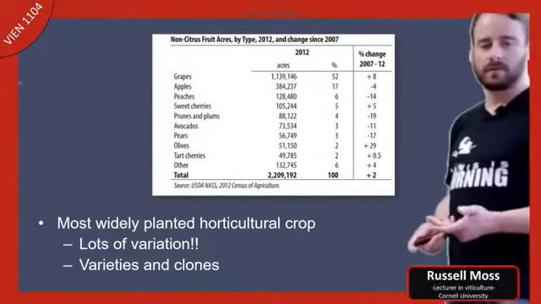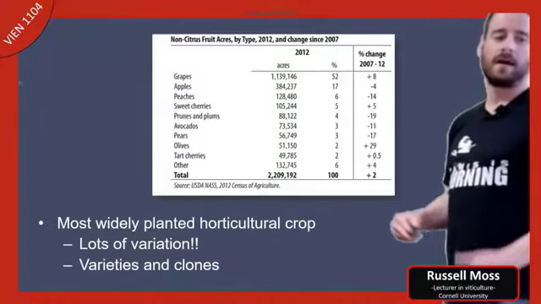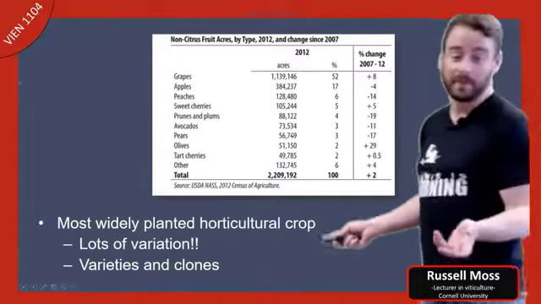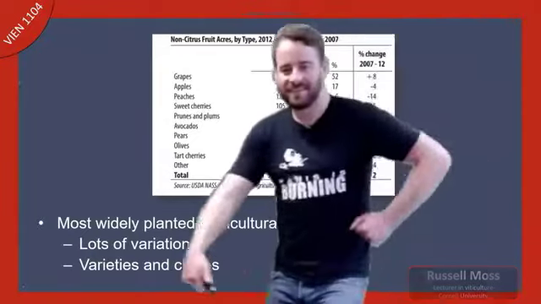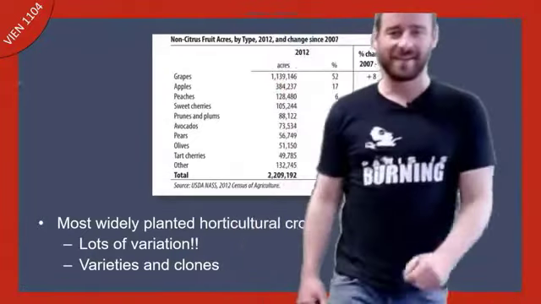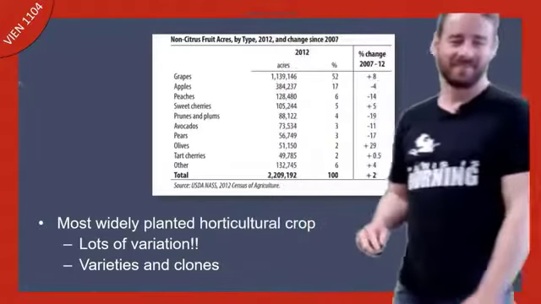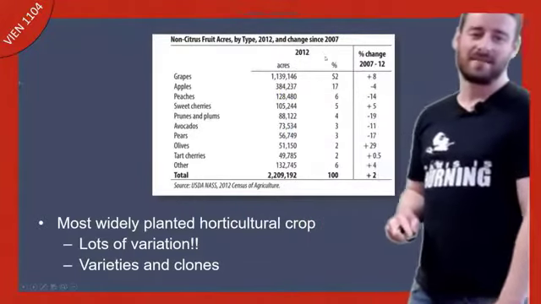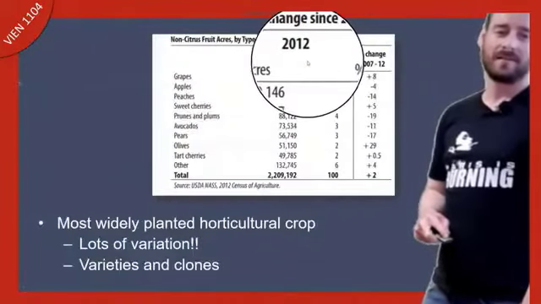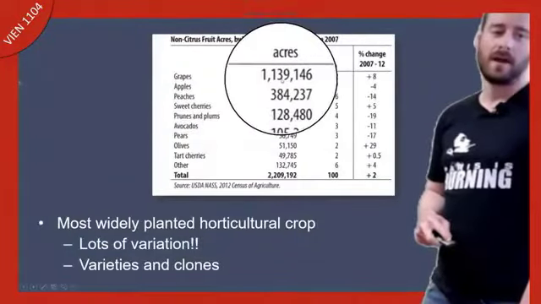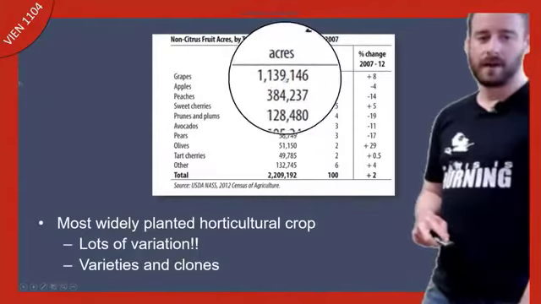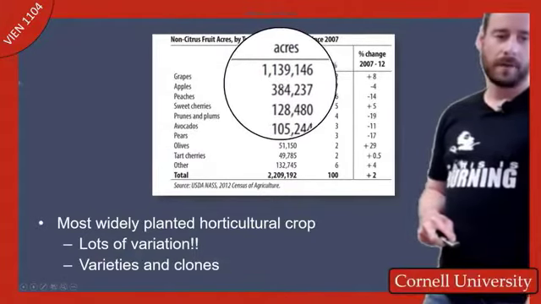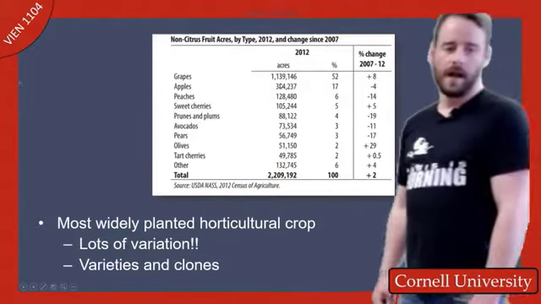With grapes, we have the most widely planted horticultural crop in the world. So sorry, apples. I know Cornell's the apple place, right? But sorry, we beat you out big time. Obviously, these are old numbers from 2012. It really hasn't changed all that much, this story. Apples have increased a bit, I think, but still we're far beyond apples in terms of acreage.